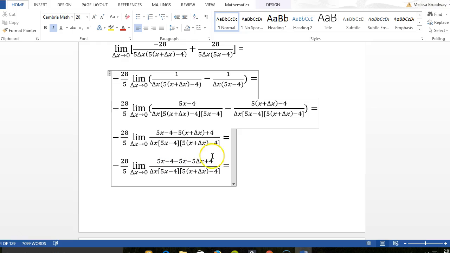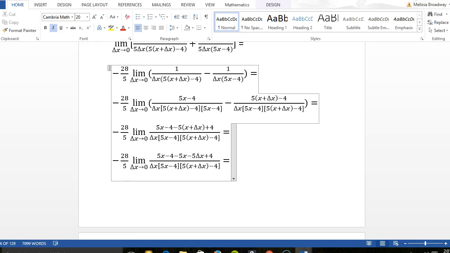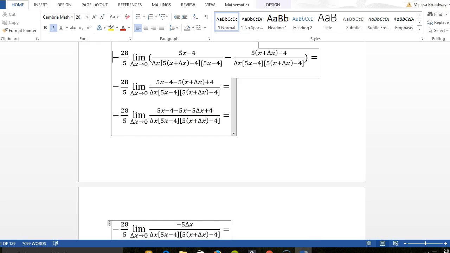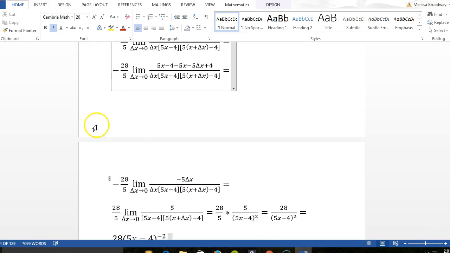Okay, so there we go. Now after that, that negative 4 and that positive 4 are going to cancel. Not only that, the 5x and the minus 5x are going to cancel. All that remains upstairs is the negative 5 delta x. Now we still have the stuff on the bottom. So all that survives upstairs is the negative 5 delta x. That's understood to be negative 5 times delta x, over the stuff on the bottom, and we still have this multiplier of negative 28 fifths.